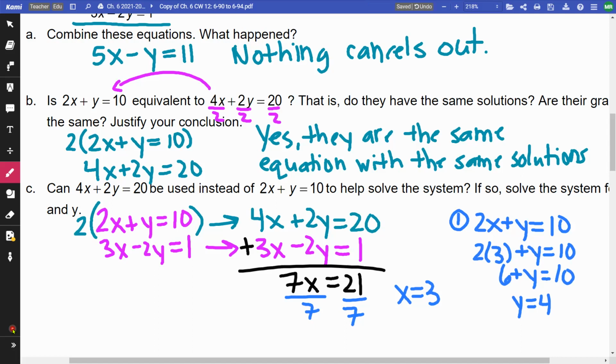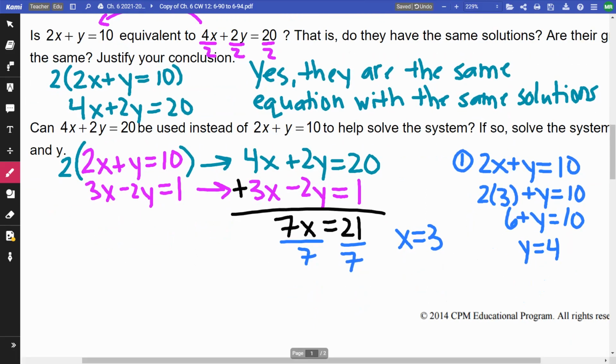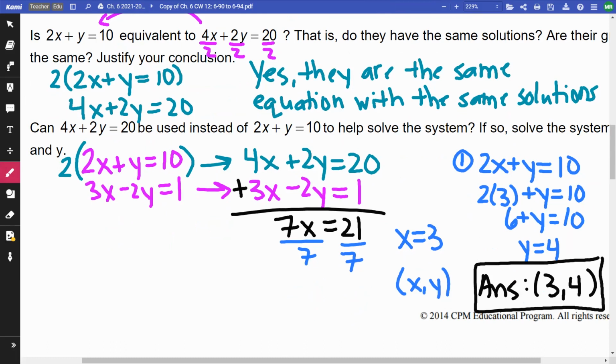And remember, we always write these as points. Our x first, then our y, always. So my answer is going to be 3, 4. So always your x first, then your y. And that is the point of intersection. If I graph these 2 lines, they will cross at this point, 3, 4. It is the only point that will make both of them true at the same time.